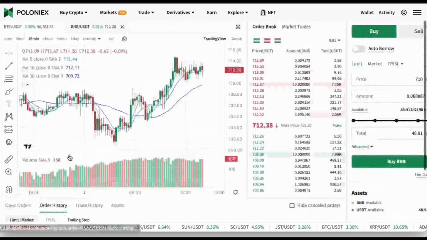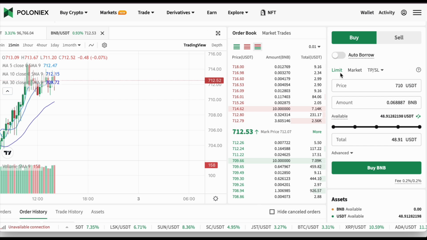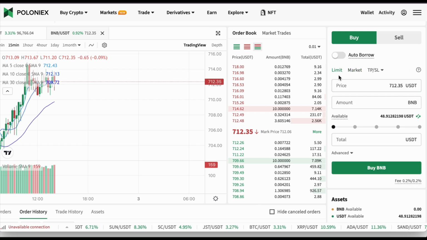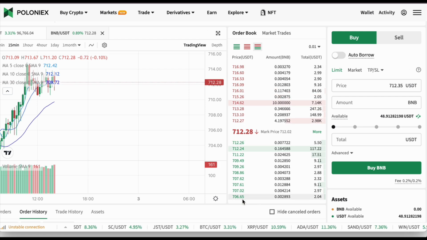But what if you want to buy now, at the price that is in the market right now? You can use market to do that, or you can still use this and select. Now this is the order book. You're seeing red and green. People in red are selling, people in green are buying.